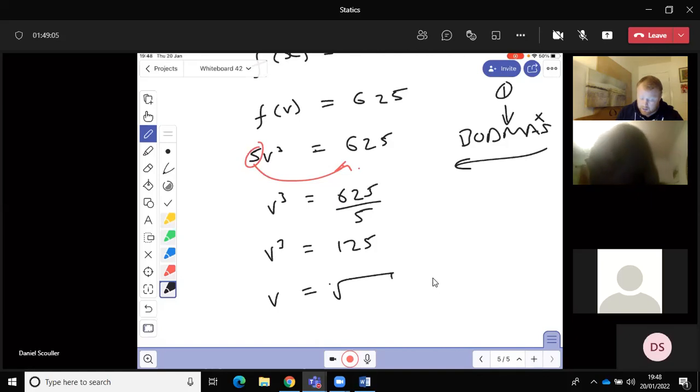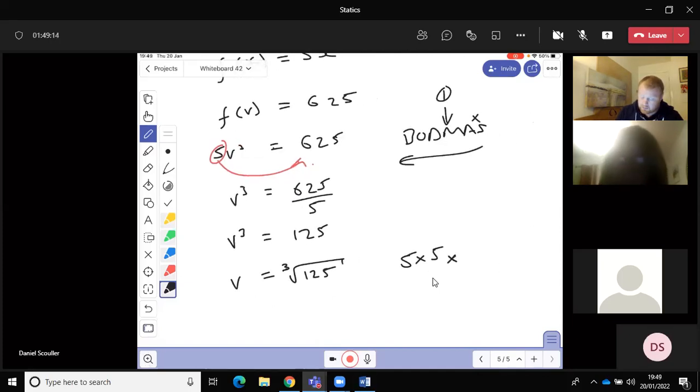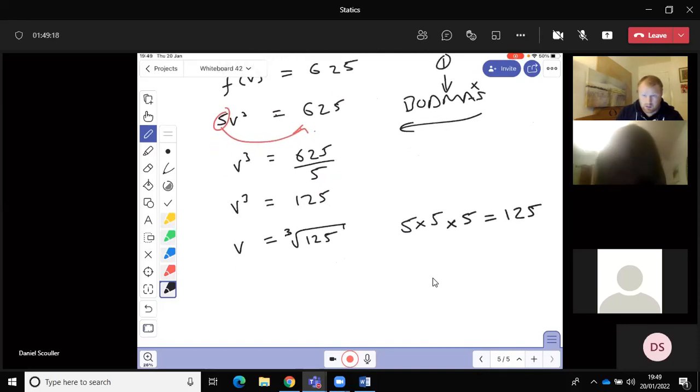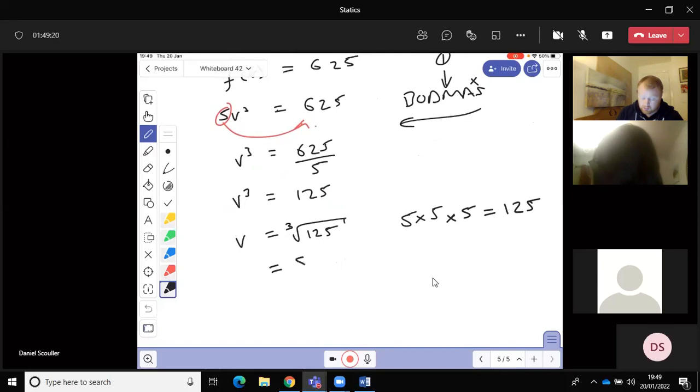So moving that cubed across. Okay, so your cube root. 5 times 5 is 25 times 5 again equals 125. Okay, so the answer is 5.